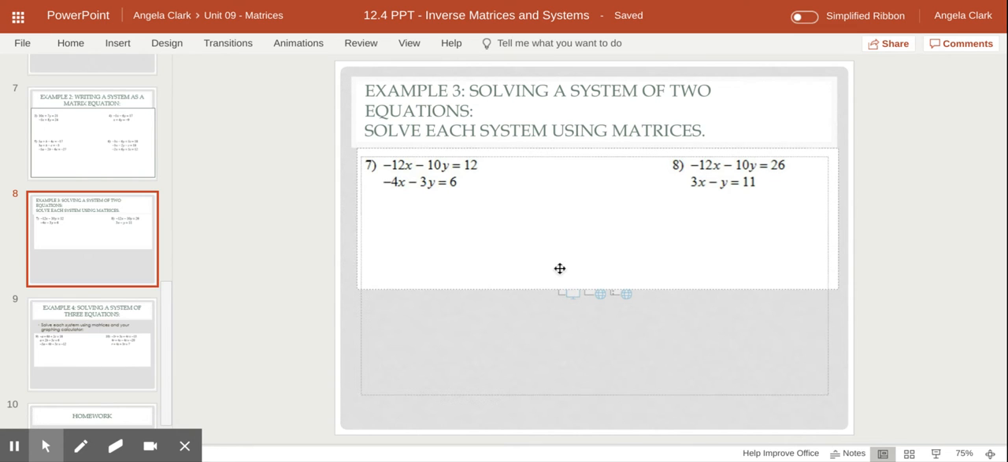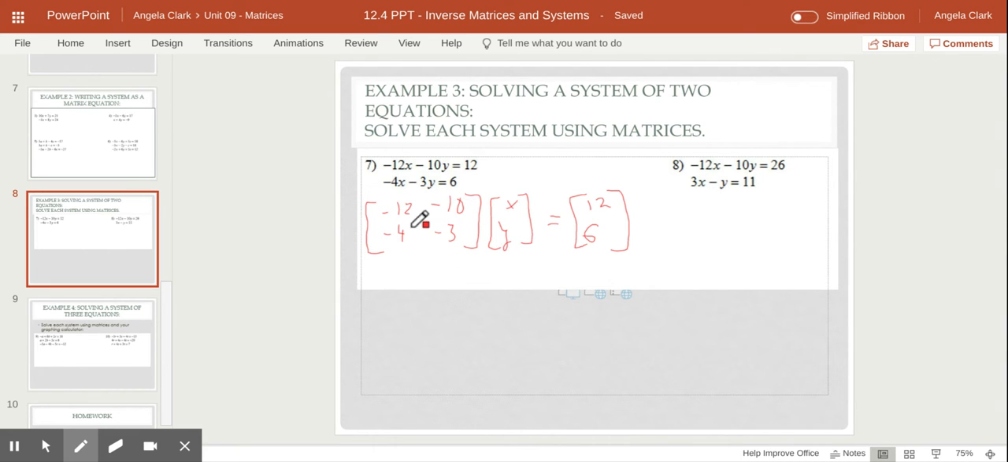Hey guys, so in this video we're going to be solving a system of two equations using matrix equations. We're going to start by doing what we did in the last video and just setting up the equations. We already have these lined up: x's, y's, answers. So first the coefficients, and then the variables, and then the constants.